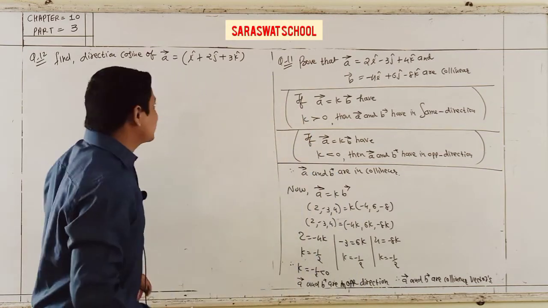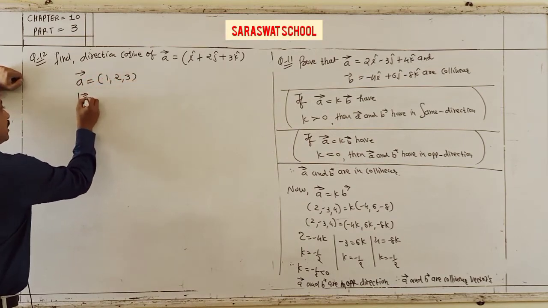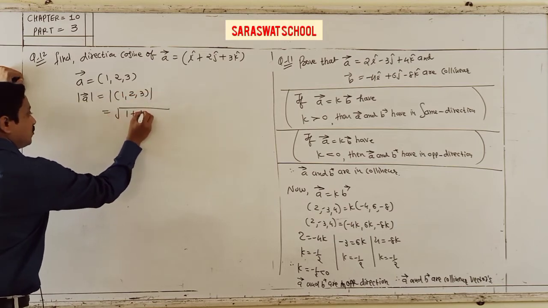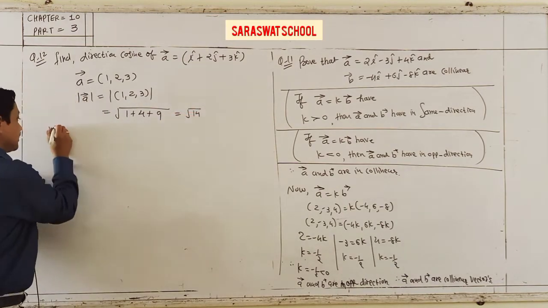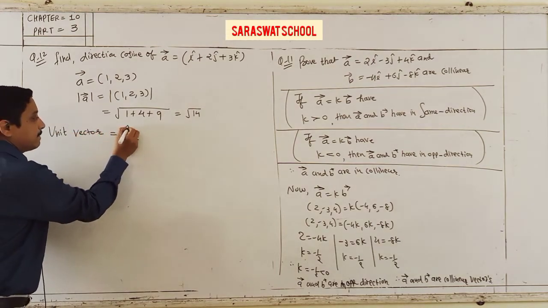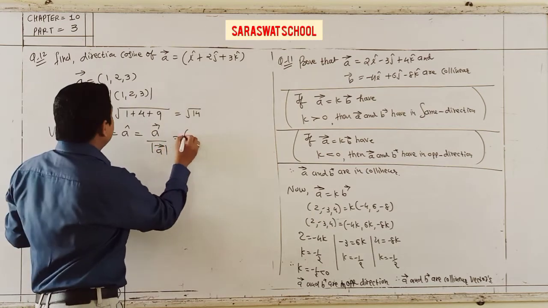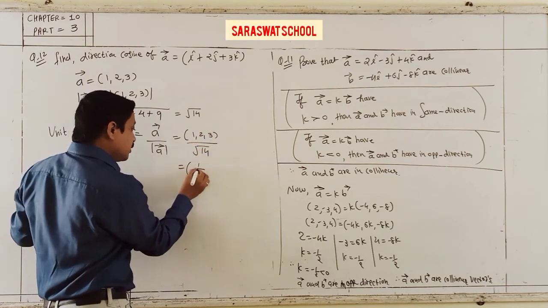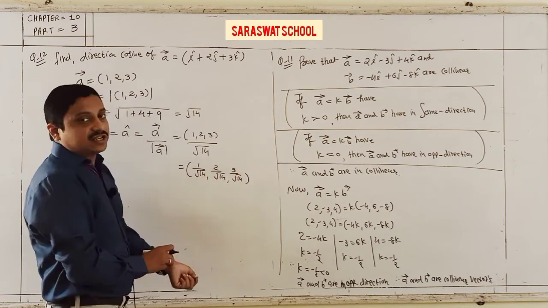Very easy. First we move to the unit vector. Magnitude of A: 1, 2, 3, so 1, 4, 9. Yes, root 14. So unit vector, simply you can define that A cap is A by modulus A. So I have A: 1, 2, 3 by root 14. So 1 by root 14, 2 by root 14, and students 3 by root 14.